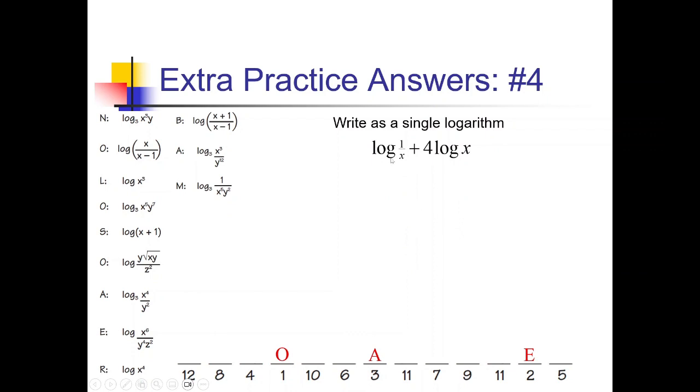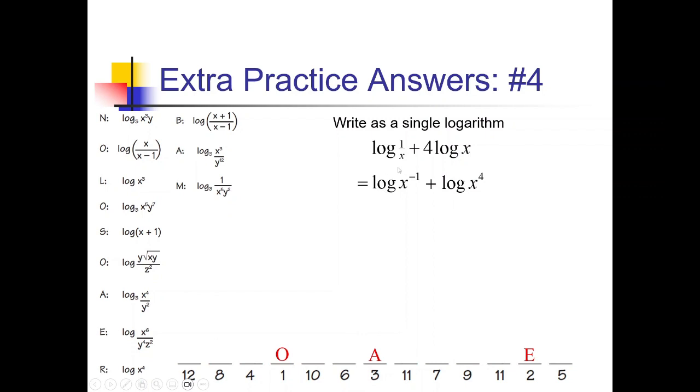For this problem, I have log of 1 over x, which is kind of weird, plus 4 log of x. So I'm going to simplify the things inside my logs first before I do anything else. I'm going to rewrite this first expression as log of x to the negative 1, because that's what negative 1 does. It gives you this reciprocal here. And I'm going to pop this 4 in as an exponent on that other log, so log of x to the 4th. Now that I'm adding these logs, I can just multiply the things that are inside together.